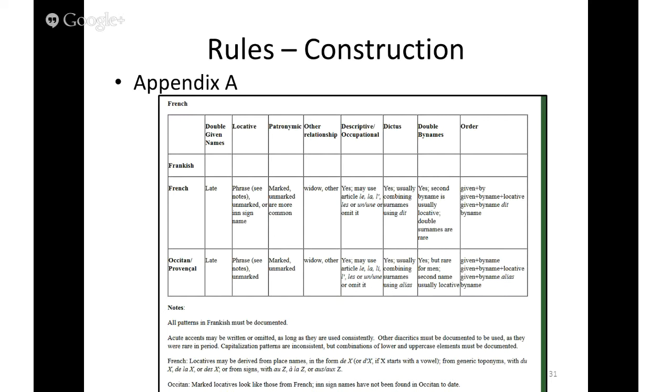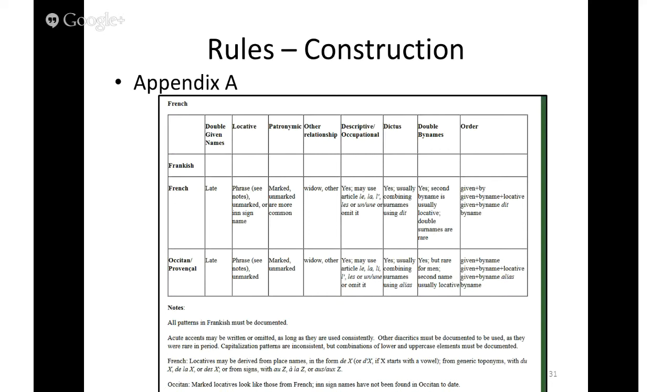Can you have double given names in French? Yes, you can have them in late period. Can you use locatives? Yes, you can use a phrase, you can use unmarked locative, or you can use in-sign names. How about a patronymic? Yeah, they used marked, but unmarked were more common. Any other relationships? Widow was used. Descriptive occupational ones? Yes, you can use descriptive occupational, and it tells you which articles to use.